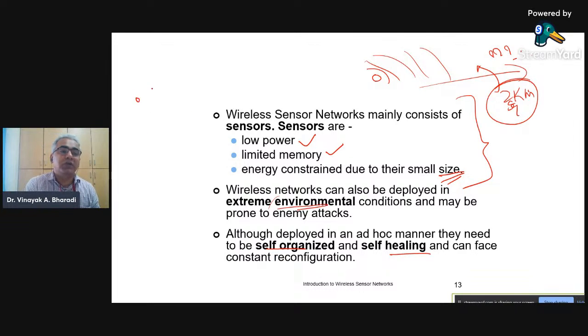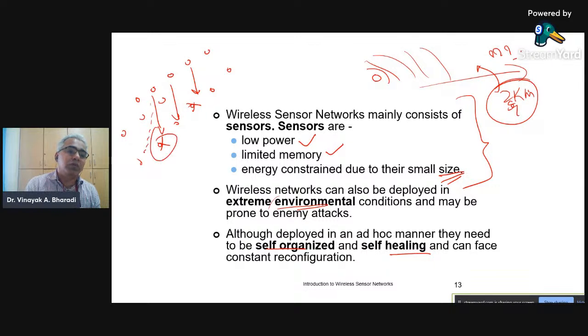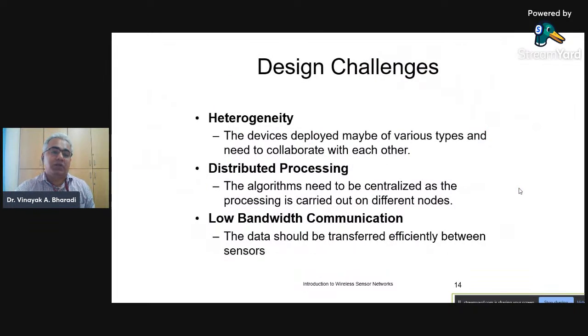So as I told you, if there are 10 nodes here, suppose these nodes are static, fine, but even in the case of static nodes, at a given point if two nodes fail, what will happen? The protocols for communication, if this node fails, should automatically route the signals to the next levels. So that is self-organized and self-healing. If some node fails, some node comes in, some node goes out in the case of a moving network, all these things should be handled. That is the requirement of your wireless sensor network.